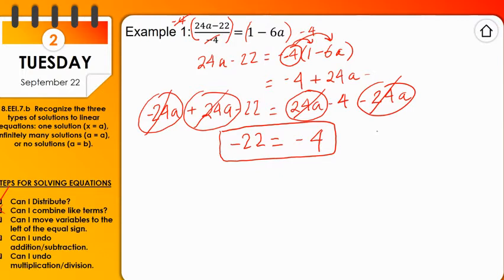So I'm going to ask you a question. Can -22 ever equal -4? Leave a space in your notes. After the next example, you'll be able to go back and provide the actual answer to this question.